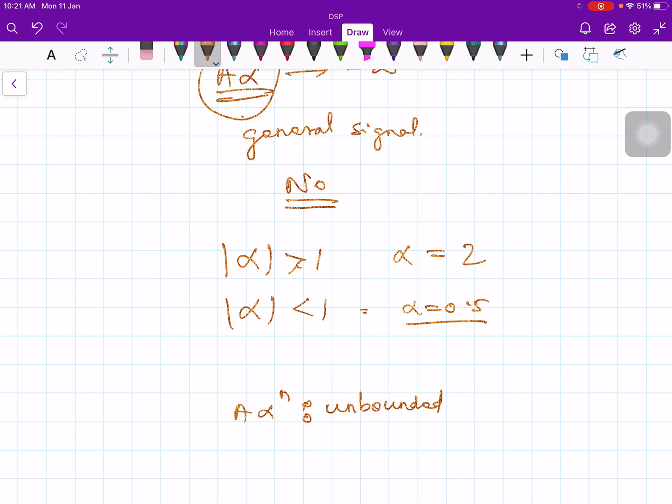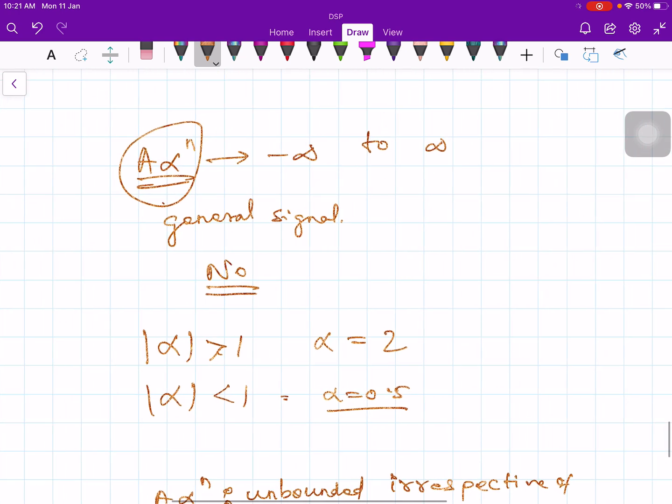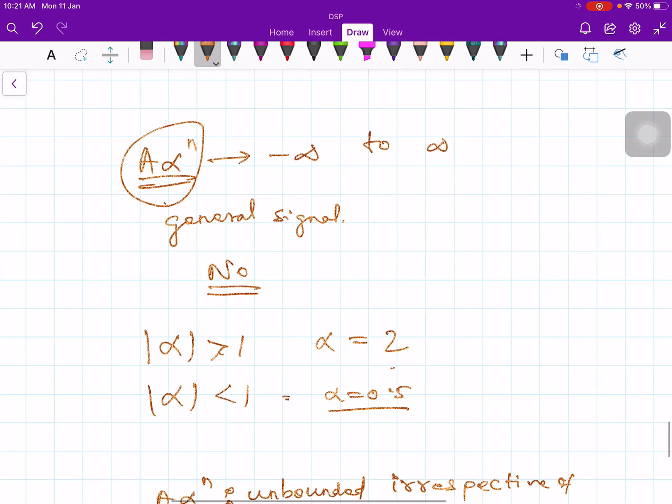Unbounded, irrespective of the magnitude of alpha. That means, suppose you put alpha equal to something in this expression, what will happen? It starts from a times alpha to the minus infinity, right? It keeps on going. So let me write it down here, no problem.